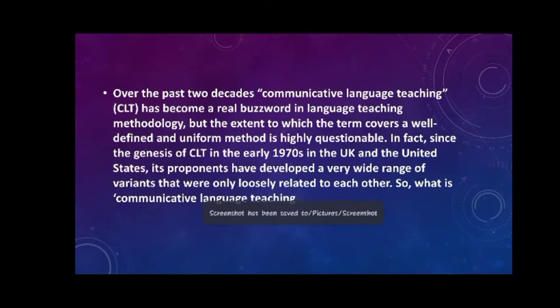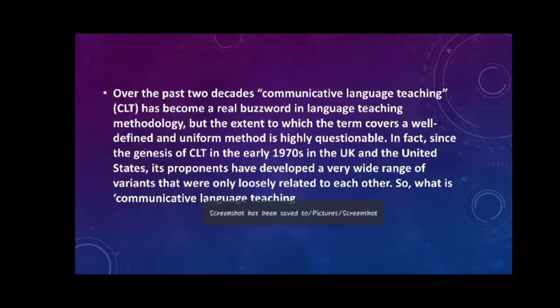Over the past 2 decades, communicative language teaching, or CLT, has become a real buzzword in language teaching methodology. But the extent to which the term covers a well-defined uniform method is highly questionable. In fact, since the genesis of CLT in the early 1970s in the UK and the United States, its proponents have developed a wide range of variants that were loosely related to each other.